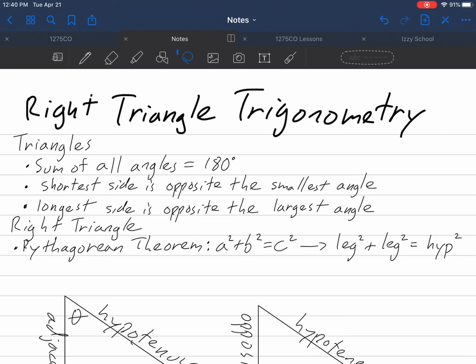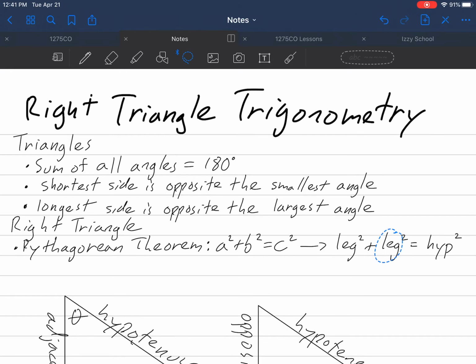Now, specifically for right triangles, the Pythagorean theorem comes into play. A squared plus b squared equals c squared is what everyone remembers. But one of the details of the Pythagorean theorem is that a and b don't necessarily represent specific sides. They represent the legs, right?